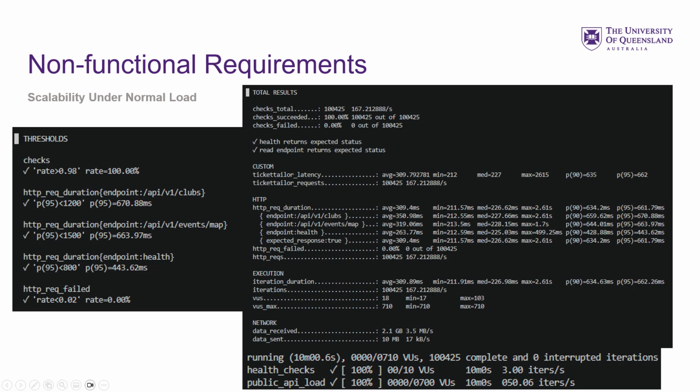For scalability, we use K6 tests to simulate public browsing traffic against key endpoints such as health, clubs, and the event map. In the longer normal test, the system handles sustained traffic with all checks passing and no HTTP request failures. This shows that the main public browsing path can remain stable under normal load.